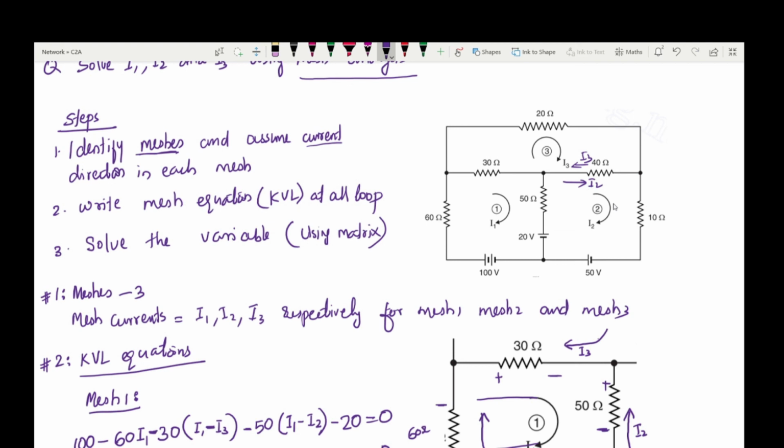When we are considering mesh 3, I3 is taken as the positive direction. So 40 ohm and 30 ohm are common resistances. The current through 40 ohm is I3 minus I2. The current through the 30 ohm resistor is I3 minus I1.